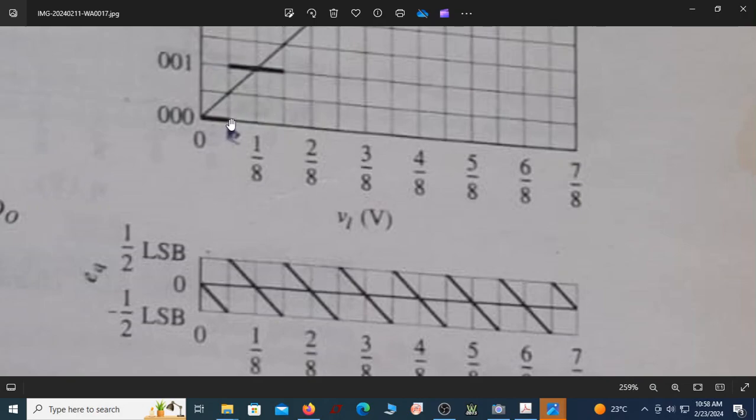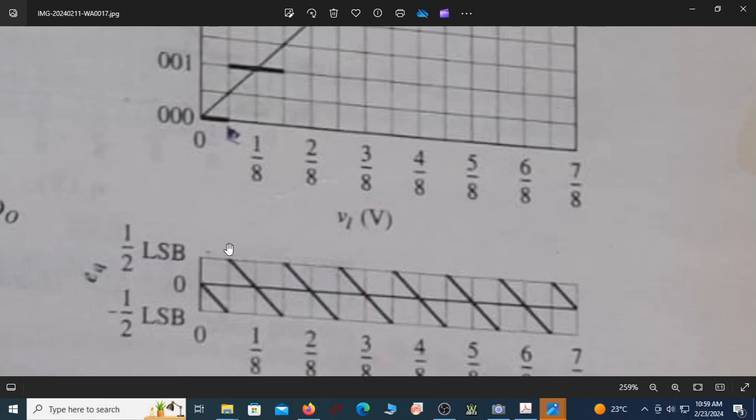Now you can see here, the input is slightly more than half LSB, you are treating it as 001. But the input is not 1 LSB here. So even though it is just more than half LSB, you are treating it as 1.